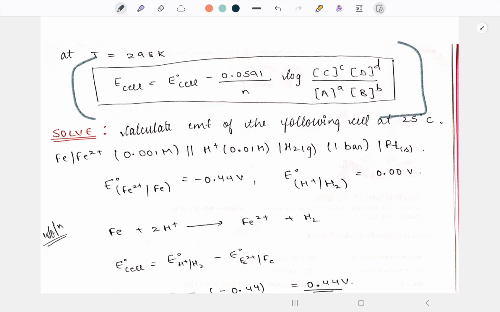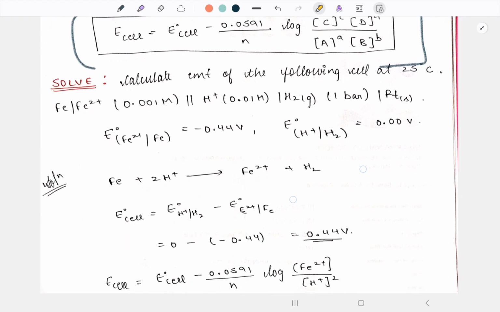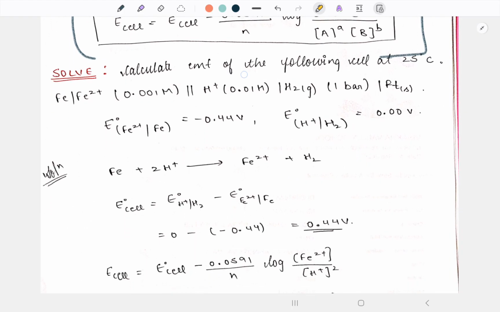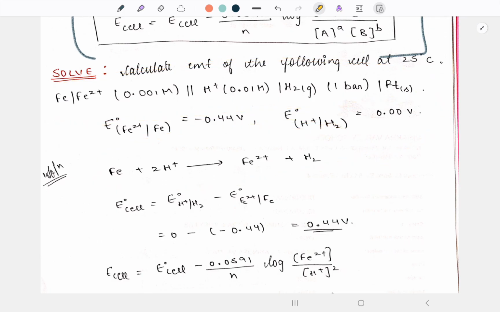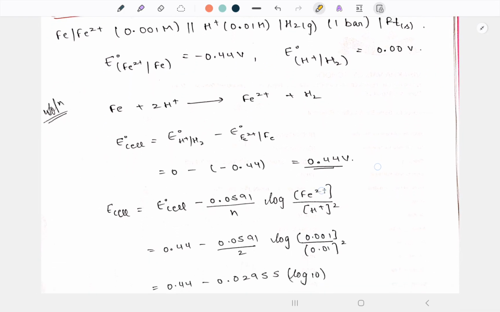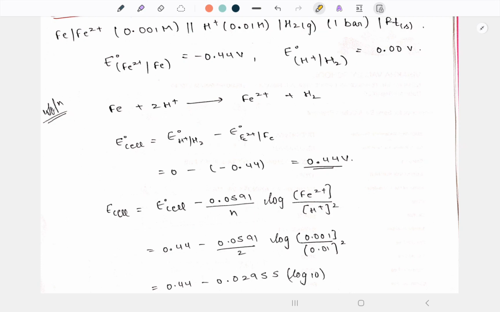Now let us solve the question. We are asked to calculate the EMF of the following cell at 25 degrees Celsius, and this is the cell representation, where E0 of Fe is given and E0 of H2 is also given. From this representation we can understand the reaction to be Fe plus 2H+ going to Fe2+ plus H2. Here we will subtract the anode from the cathode and we get the E0 cell to be 0.44 volt.